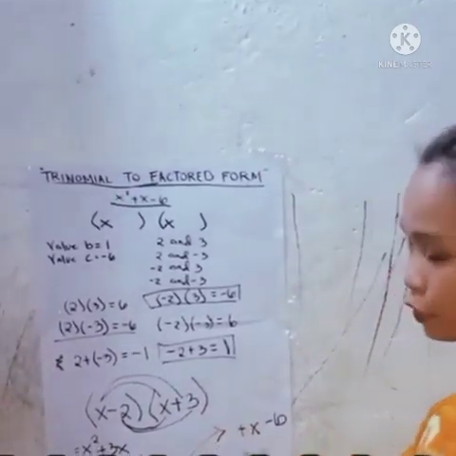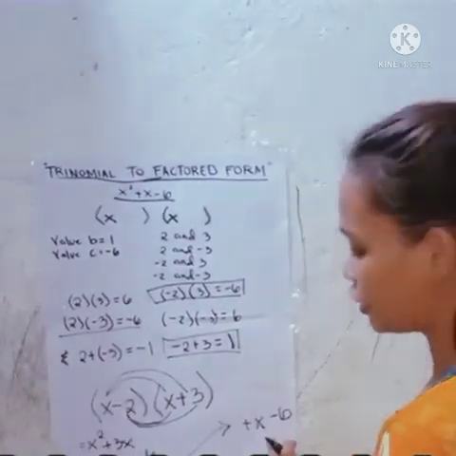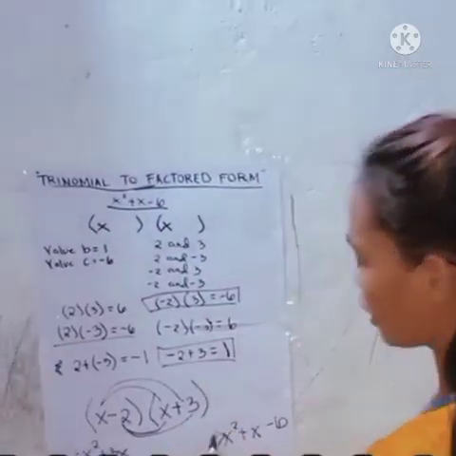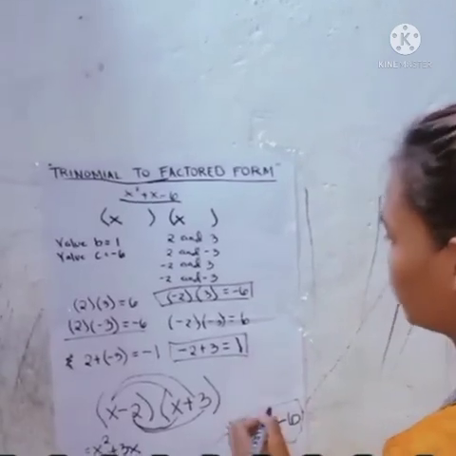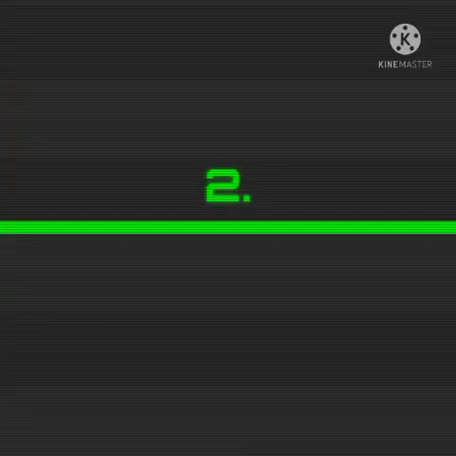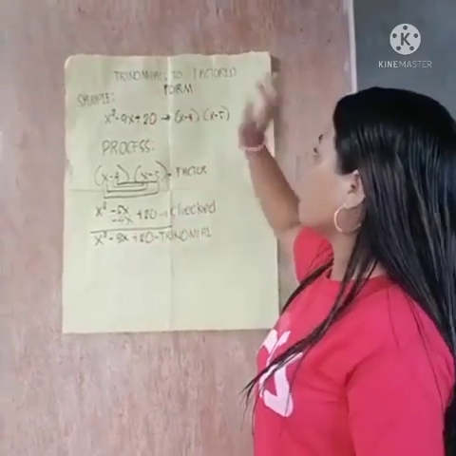It's okay if there is no 1, or you have a reminder that it is already 1. Then, copy the x word. So, it's the same in the trinomial. So, that's all. Thank you. Factored trinomial to factored form.